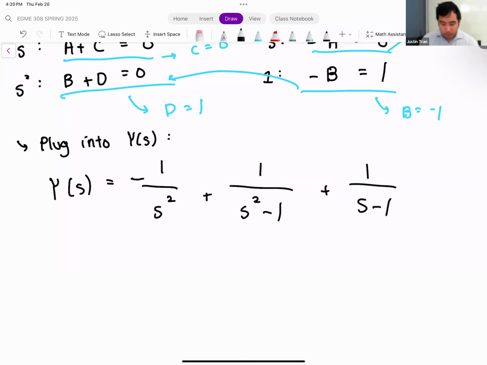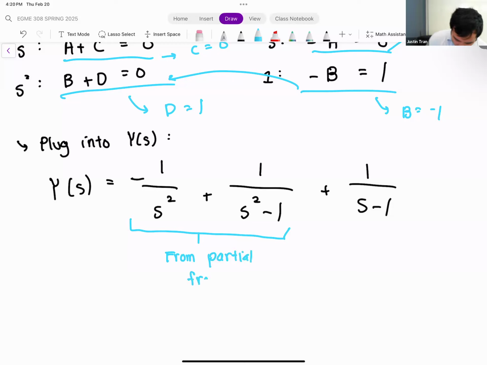So these first two terms were from the partial fraction decomposition. And this guy was just along for the ride. So we figured him out before. We just needed to remember to bring him down.